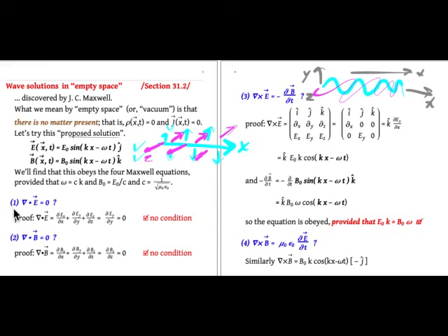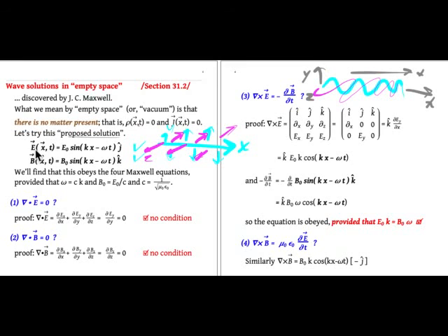All right, let's take the first Maxwell equation. Del dot E equals rho over epsilon 0. But no, rho is 0, because this is an empty space. So del dot E should be 0. So let's calculate the divergence of E. Del dot E is dEx/dx plus dEy/dy plus dEz/dz. That's the definition of the divergence differential operator, if you've studied advanced calculus.